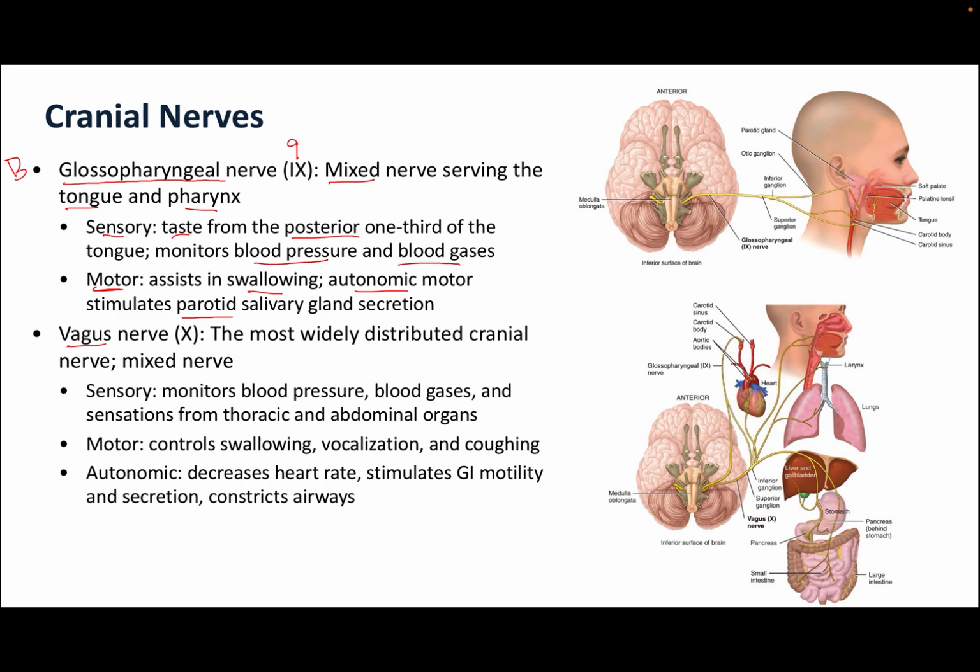Then our vagus nerve is cranial nerve 10. All right, this is going to be the most widely distributed. This sucker goes all over the place of our cranial nerves. And this is another one that's mixed, so this is going to have both, all right, sensory and motor, okay? So for our sensory tract, this is going to monitor blood pressure, the blood gases, as well as sensations that are coming from the thoracic and the abdominal organs.